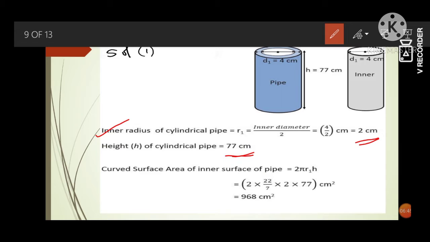So the inner curved surface area, for it the diagram will be the gray one. The inner diameter is 4, so the radius is 2 and the height is 77. So the curved surface area is equal to 2 pi r1 h. r1 denotes the inner radius. So equals 2 into 22 by 7 into 2 into 77. So 7 and 77 cancel each other off and we get 11. When we multiply all the four numbers, we will get 968 centimeters square. So this is the inner curved surface area of the pipe.